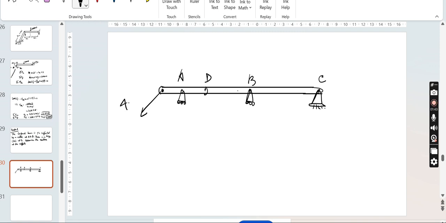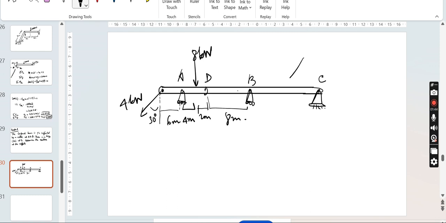So there is a force of 4 kilonewton. A is at 6 meter distance. There is a force at 8 meter, which is 4 meter, and this is 2 meter. This is 8 meter, and there is a force here, with a 5, 4, 3 triangle for the angle. The force is 1 kilonewton. This is at 8 meter, and from here this is 8 meter.